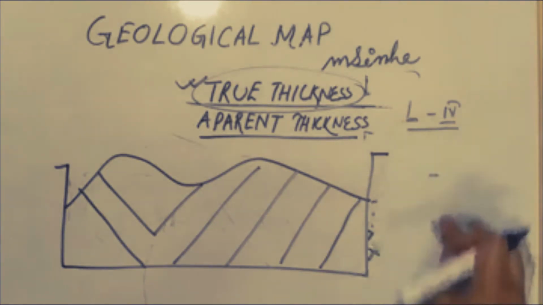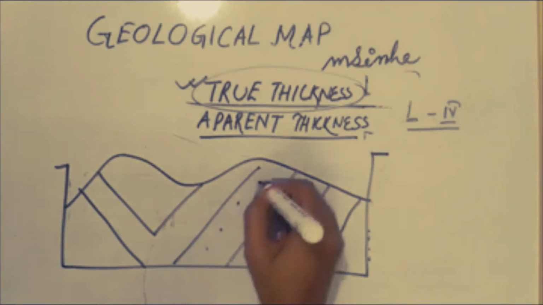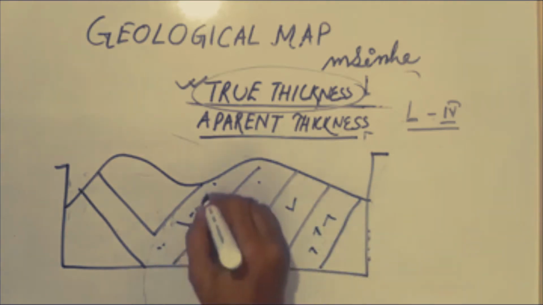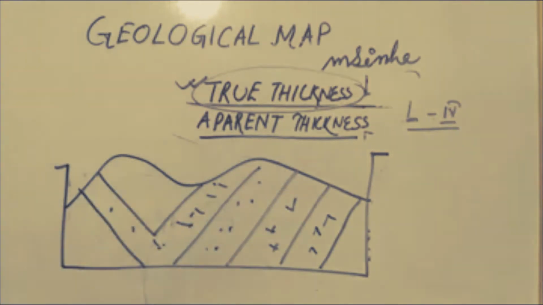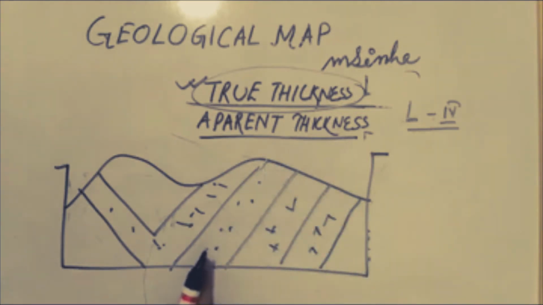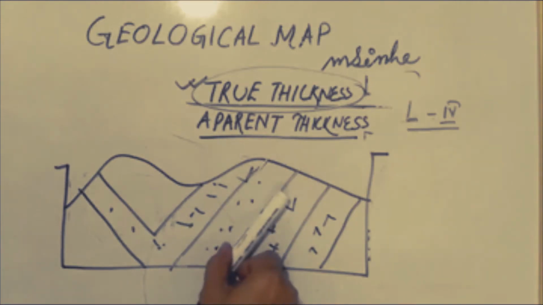What is true thickness and how will we measure it? Suppose this is a geological map. This is a bedding plane, this one is another bedding plane, and this is another bedding plane. First I have to identify any one of the bedding planes. Suppose I have selected this bedding plane to measure the true thickness. This is the upper boundary of the bedding plane, and this is the lower boundary.